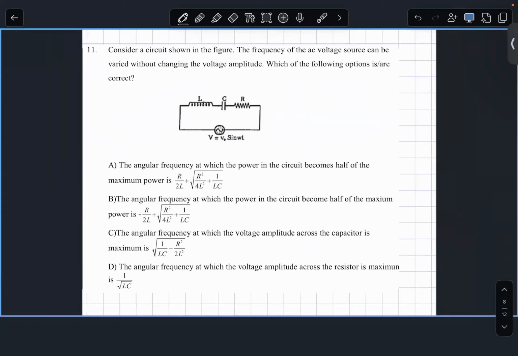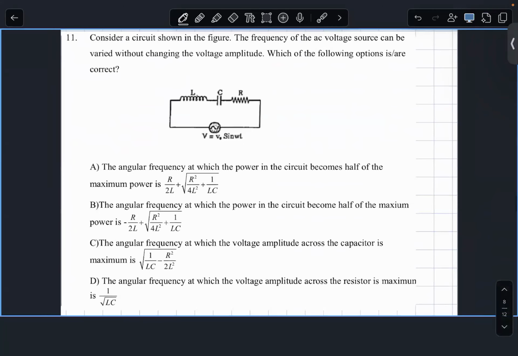Consider a circuit shown in the figure. The frequency of the AC voltage can be varied without changing the voltage amplitude. Which of the following options is or are correct? The angular frequency at which the power in the circuit becomes half of the maximum. Yesterday only I have given. Just only refer the formulas once.